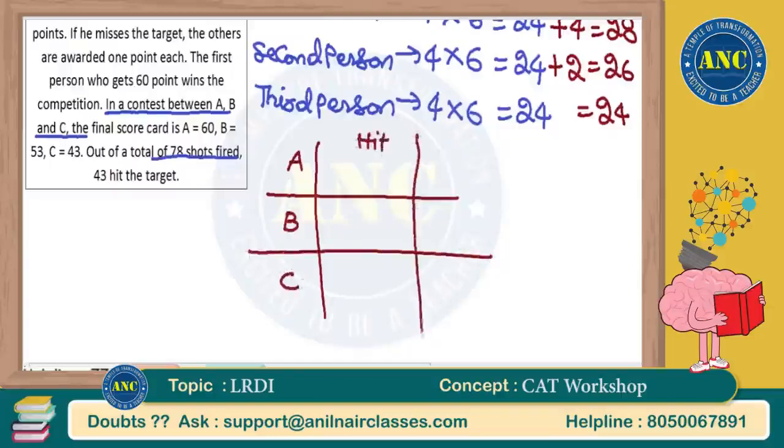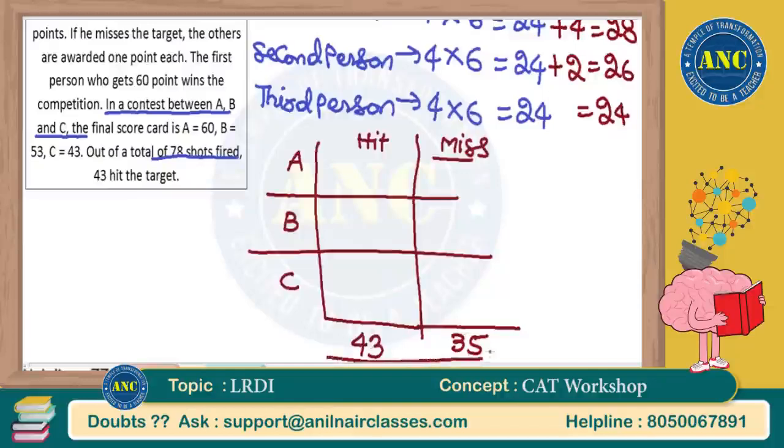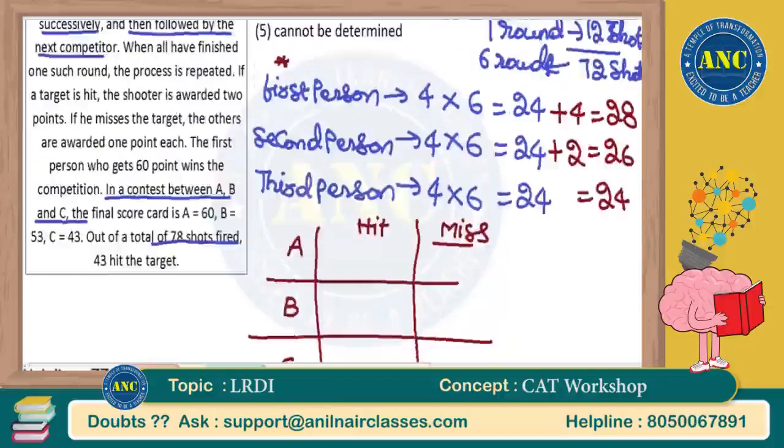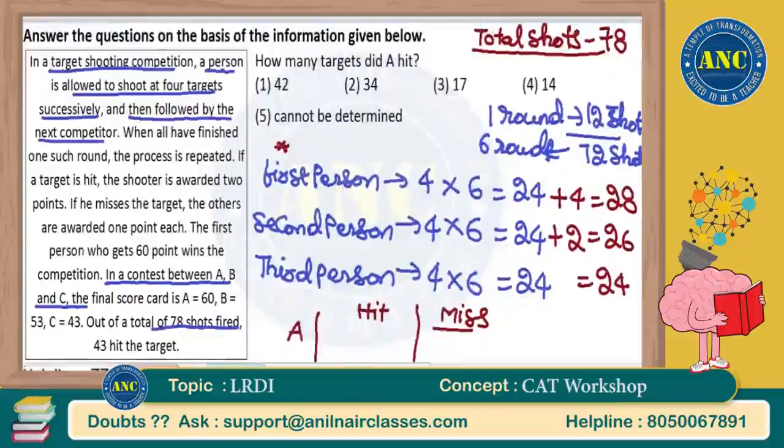First person can hit the target, or first person can miss the target. Similarly, second person can hit the target and second person can miss the target. Third person can hit the target, third person can miss the target. Now see, total number of hits are 43 and total number of targets missed are 35. We don't know who is the first, second or third person. Now listen carefully. This I am using with the answer options.